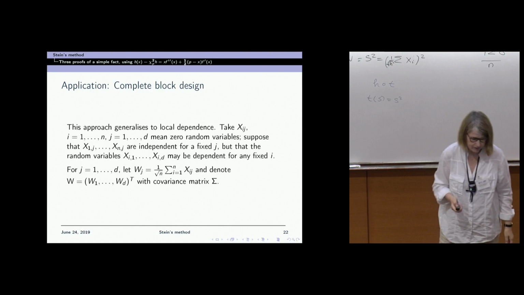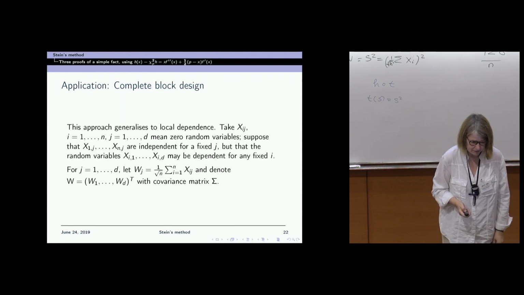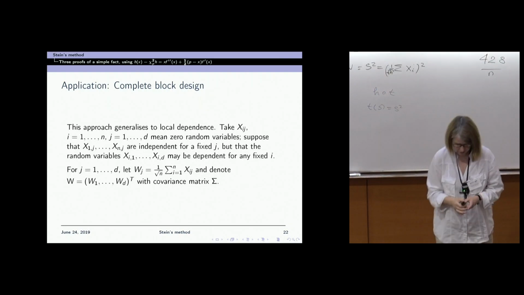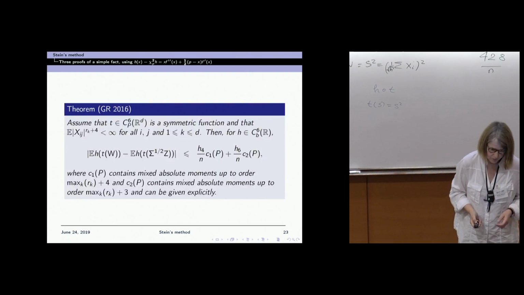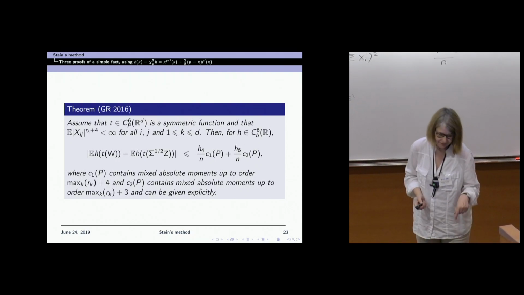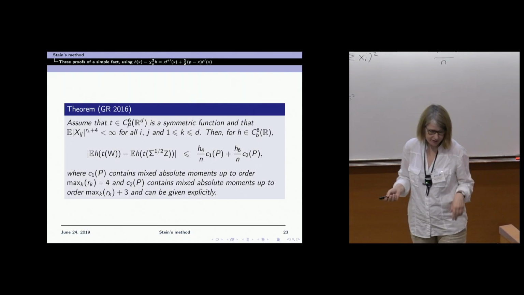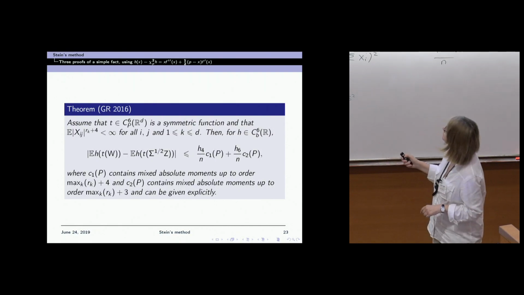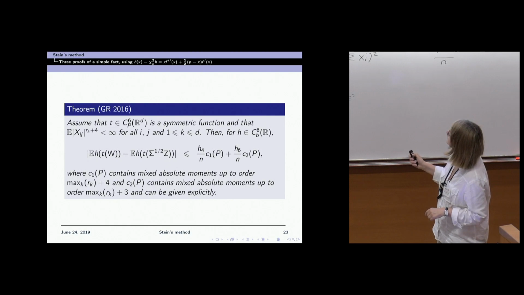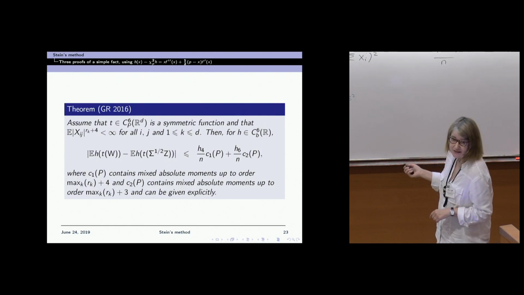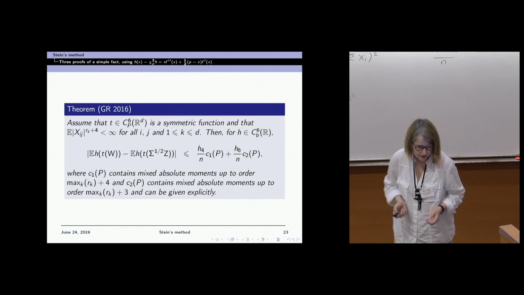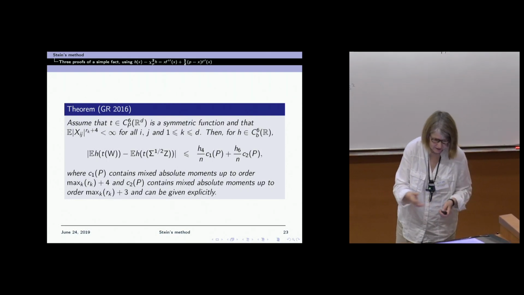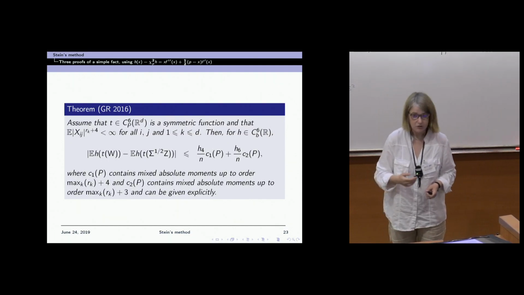And it's got covariance matrix sigma. So this is slightly different W because this would be a function. And then we can take any symmetric function and get a bound on the distance between T of W and T of sigma half Z, which would in our case then be the chi-squared, which is of this form, where C1 of P and C2 of P depend on the polynomials.